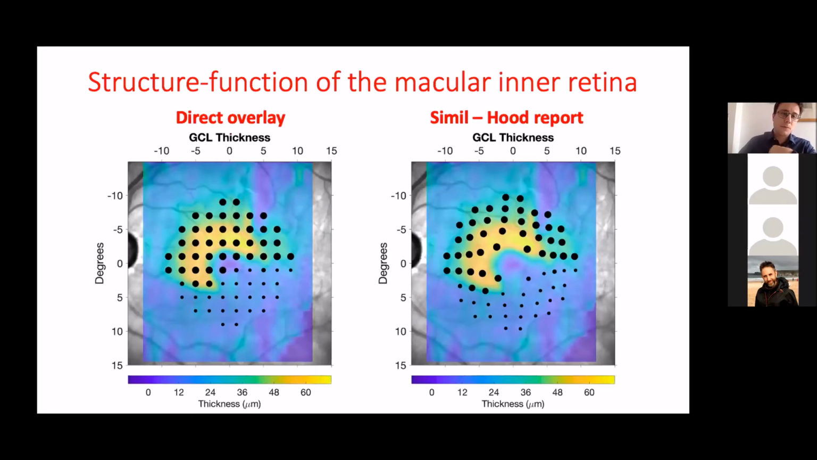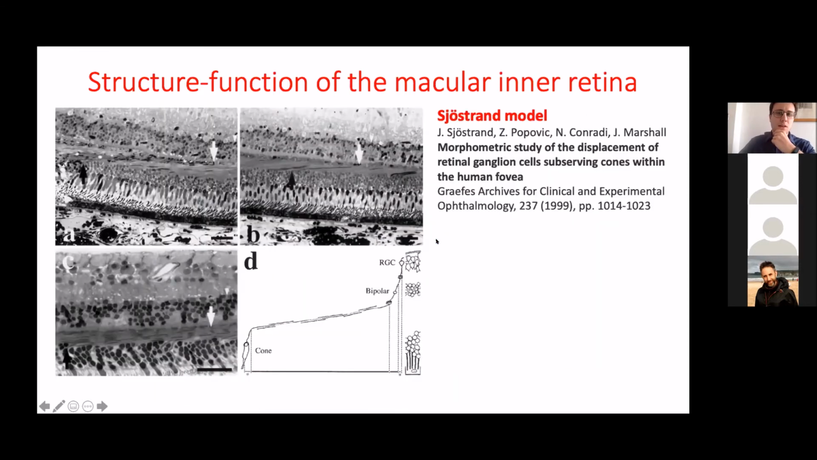It has now become much more commonplace to account for this displacement, especially after the work that has been done by Hood and colleagues. Right now, a lot of commercial devices also account for this displacement, and this is often named the Hood report. And here you can see a difference from the same example as before. The size of the dots represents roughly the sensitivity recorded at these locations, and you can see the undisplaced stimuli and displaced stimuli, where we account for the radial displacement of the ganglion cells.